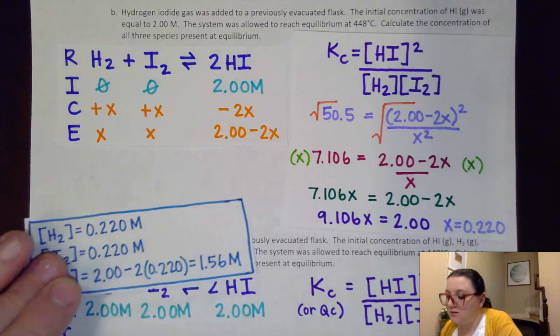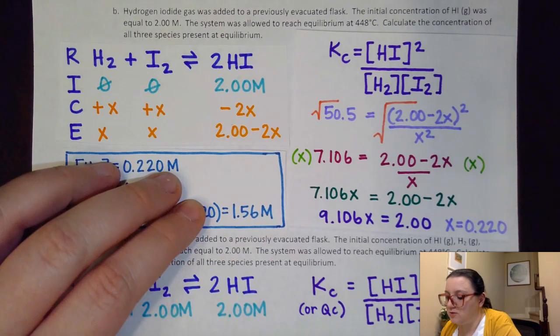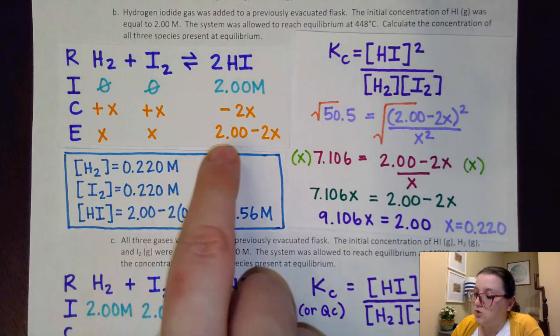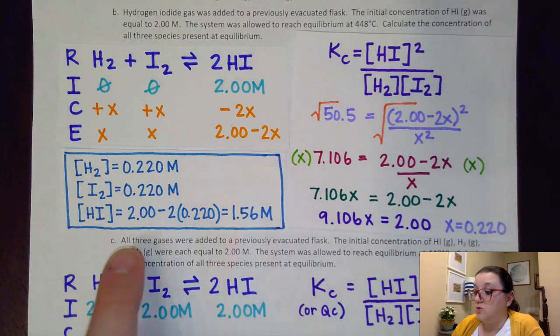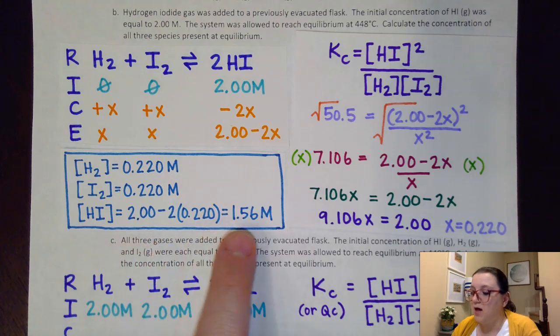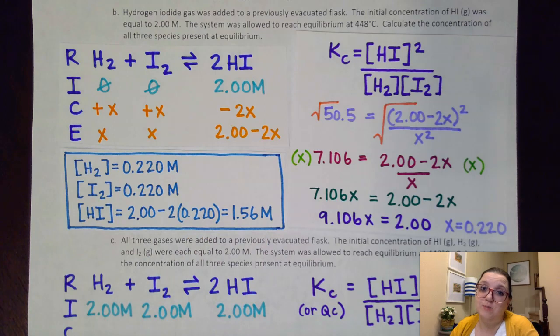And so then that's what I did here for my final answers. I said that H2 and I2 are simply equal to the X that we solved, so they're both that 0.220 value for the molarities. However, the HI we said was 2 minus 2X, so 2 minus 2 times that 0.220, and that got a value of 1.56 molarity.